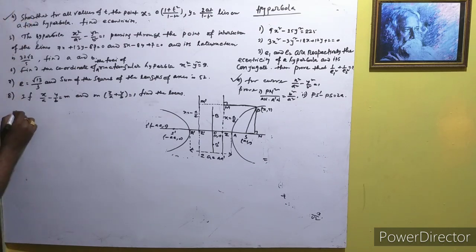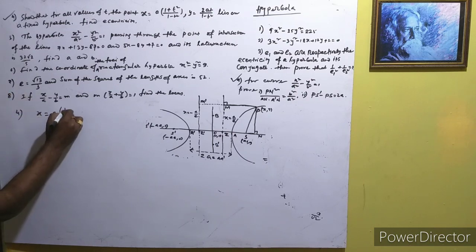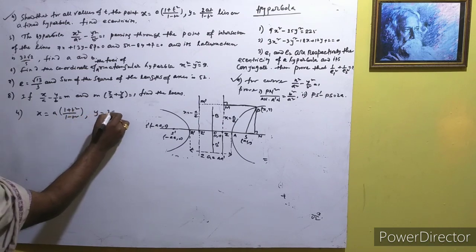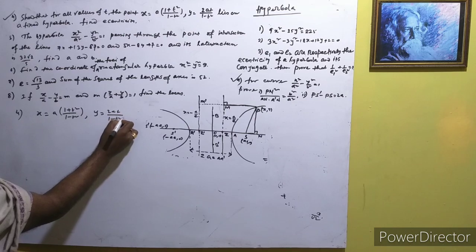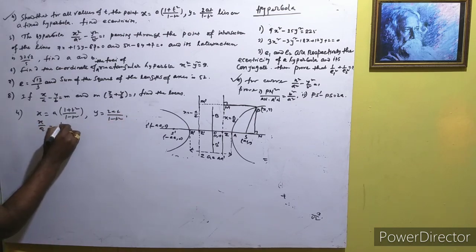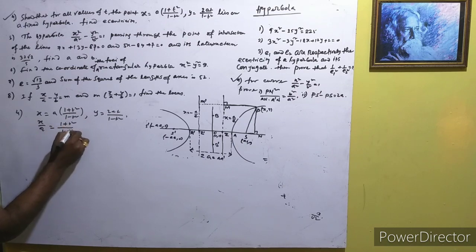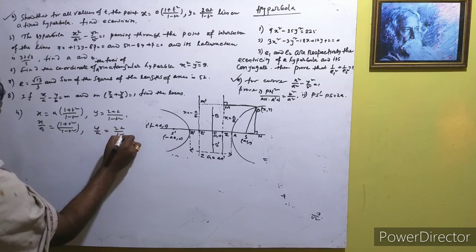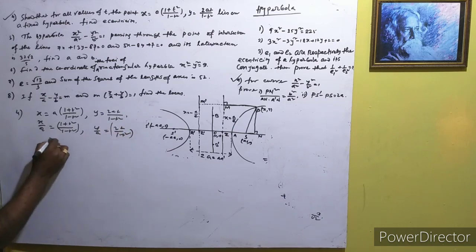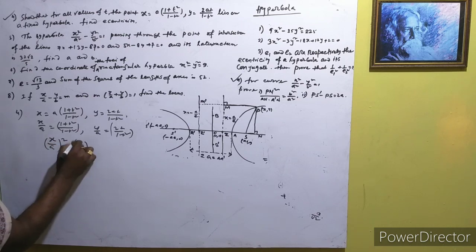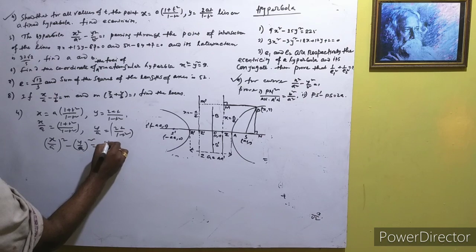Question number 4: you are given the equations x equals a into (1 plus t square) by (1 minus t square), and y equals 2at by (1 minus t square). Now x by a is equal to (1 plus t square) by (1 minus t square), and y by a is 2t by (1 minus t square). If we do (x by a) whole square minus (y by a) whole square, it will be 1, I think.